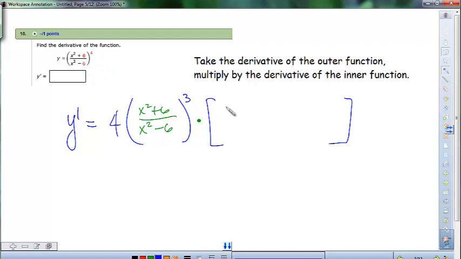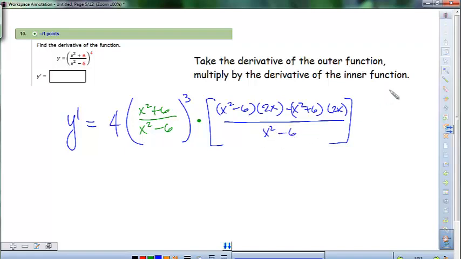So this is low, x squared minus 6, d high, the derivative of x squared plus 6 is 2x, minus high, x squared plus 6, d low, the derivative of the denominator is 2x, all over low squared, x squared minus 6. Now there are ways, x squared minus 6 to the 3rd power, to the 2nd power.